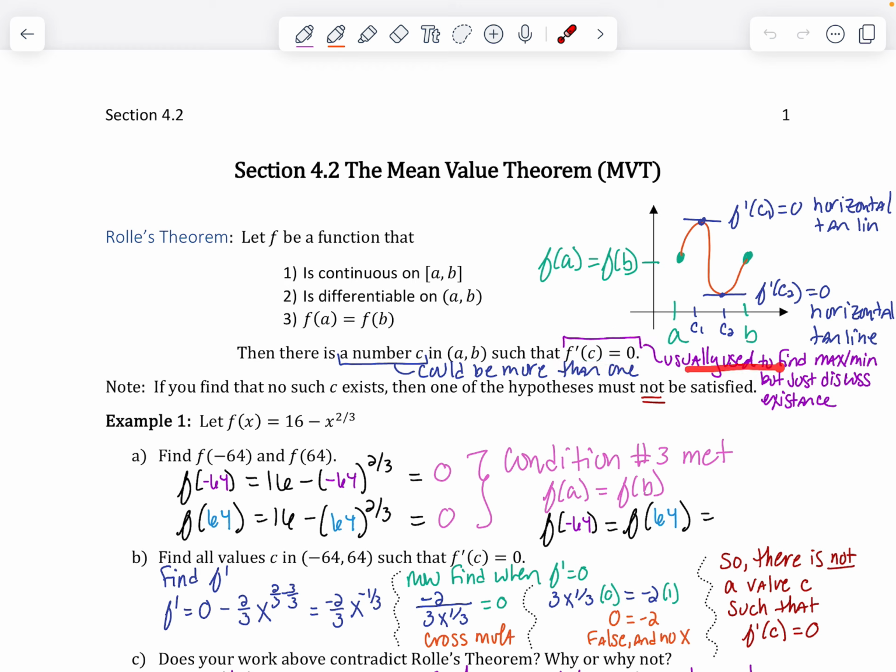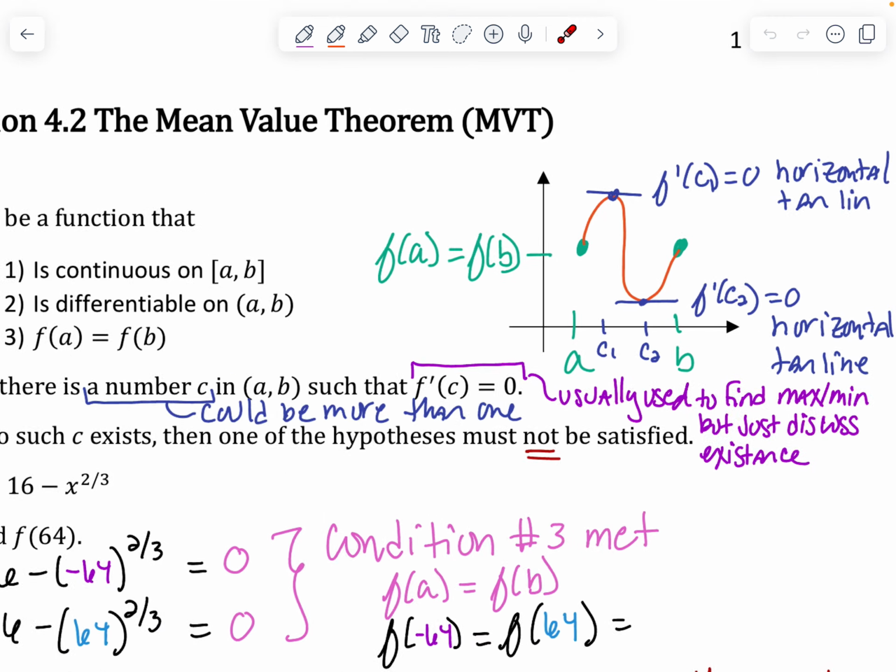Now, we're used to seeing derivative equal to 0 when we talk about maxes or mins, and that can come into play. But basically, a derivative being 0 is just something we're looking for. Keep in mind, if c does not exist, it will only be because one of those 3 hypotheses is not satisfied. Here's a visual of what's going on.